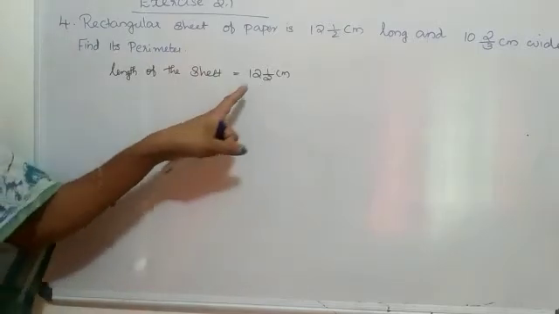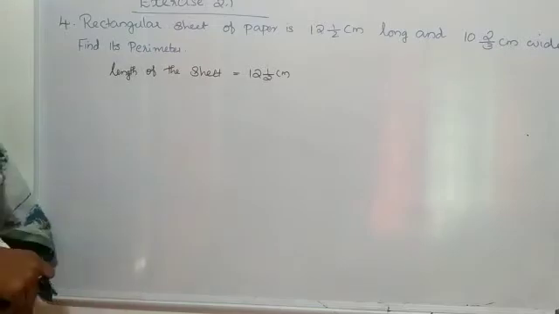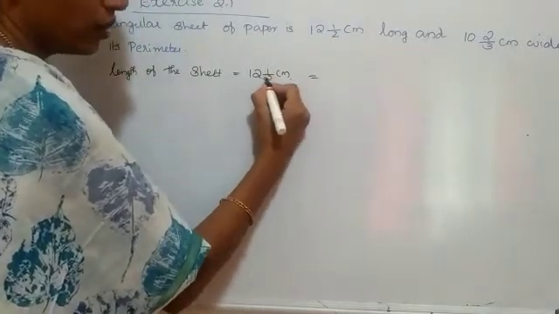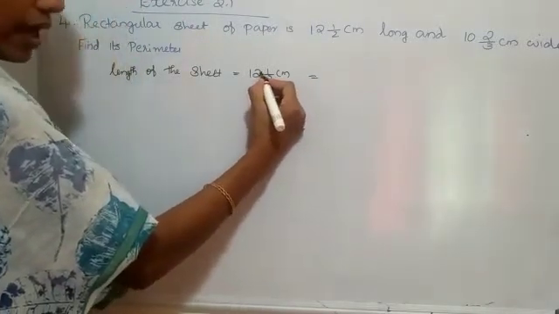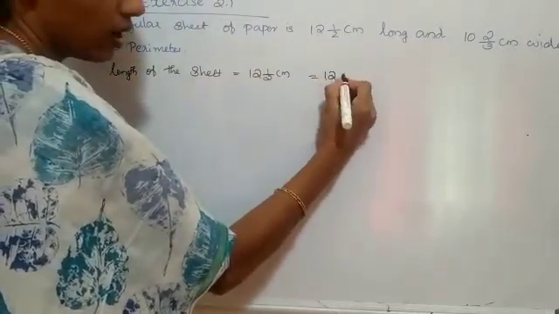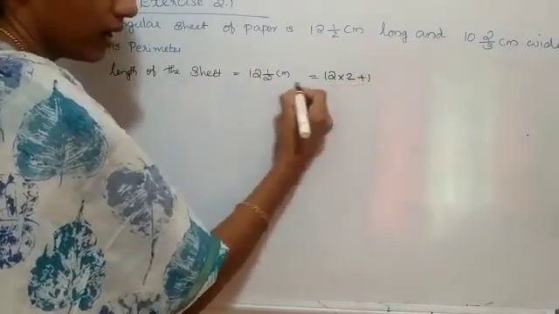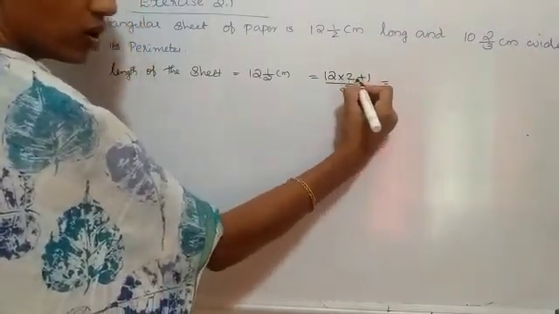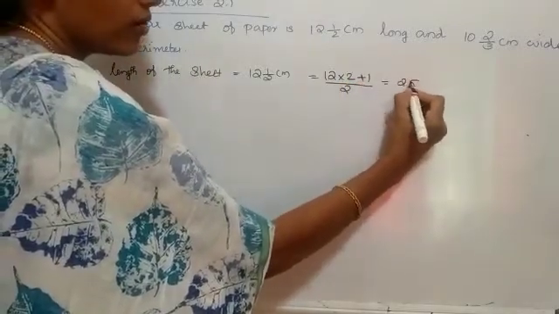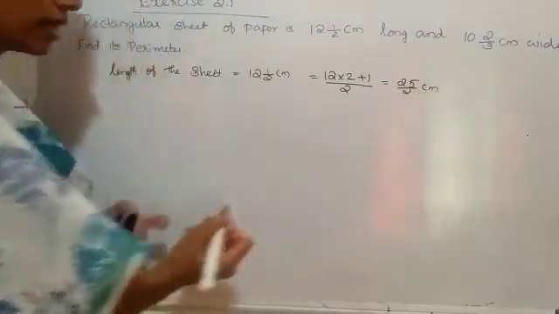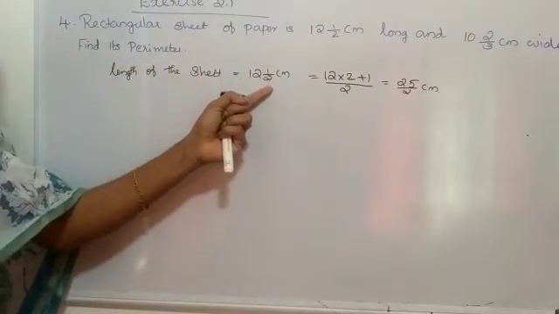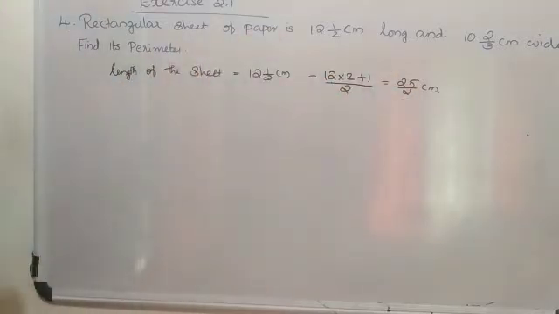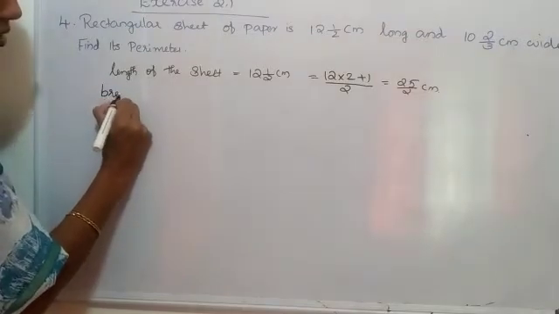Okay. Now 12 1/2 centimeter. How to convert it into an improper fraction? It is easy, right? What to do? We have to multiply this 12 with 2 and add 1, that is 12 into 2 plus 1, and keep the denominator the same. So you will get 12 into 2 is 24, 24 plus 1 is 25/2 centimeter. That is, this 12 1/2 is a mixed fraction. When converting into an improper fraction, we will get 25/2 centimeter. Clear?